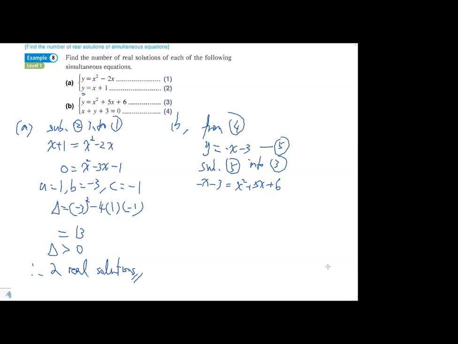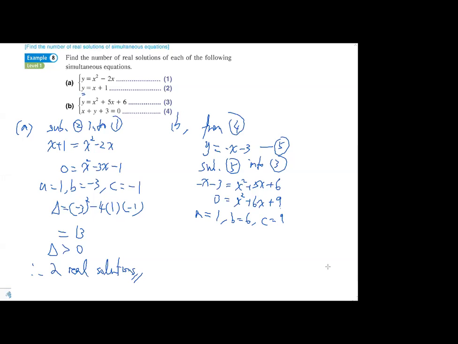And then we will move all terms to one side, keeping the x squared term positive. So moving all the terms to the right, it becomes x squared plus 5x and then plus another x becomes plus 6x. Plus 6 plus 3 becomes plus 9. Okay, and this is a simple quadratic equation. And we can identify the values of a to be 1, b is 6, and c is equal to 9, right?